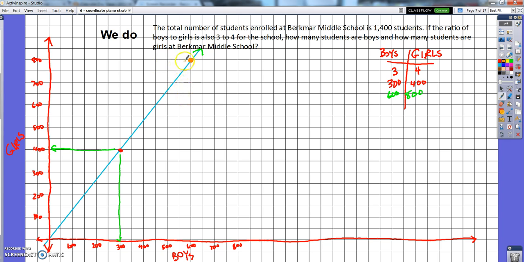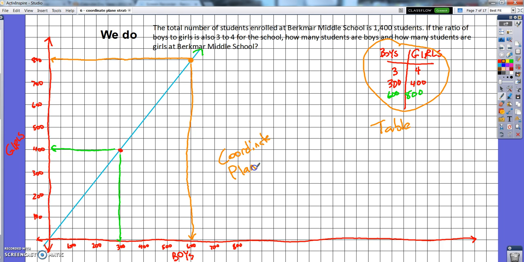And I find that point there, and I see that when there are 800 girls, there are 600 boys, which is our answer that we found in other cases. So this is just a way to represent the table, which the table is a good strategy in itself. I called this the table in the coordinate plane. This is the table, and this is the coordinate plane.